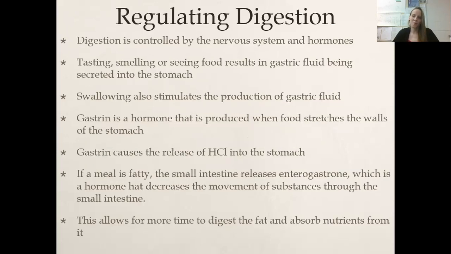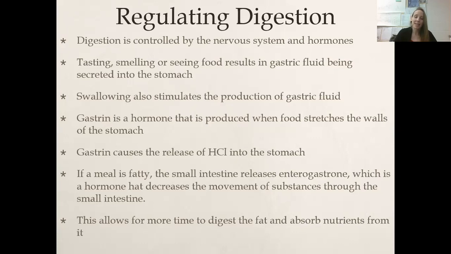Digestion is controlled by not only the nervous system, but also hormones. Anytime you taste, smell, or see food, that is going to cause gastric fluid to be secreted into the stomach. Swallowing also causes gastric fluid to be secreted. Gastrin is a hormone that is produced anytime the walls of your stomach are stretched by food. That gastrin is going to cause the release of hydrochloric acid into the stomach.